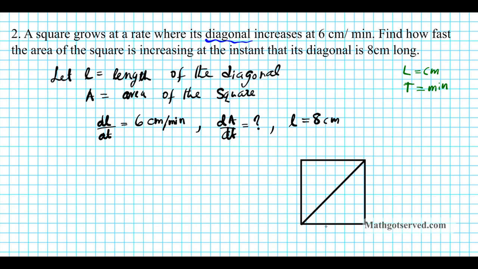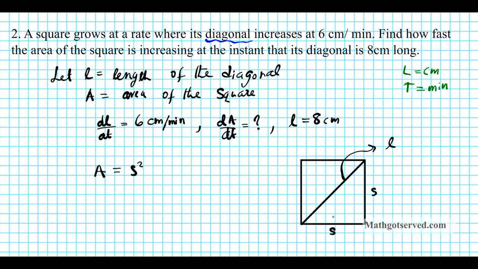Now let's say the square has side lengths S and S, and this right here represents the diagonal L. Now what is the area of a square? The area of a square is S squared, length times width. This formula relates the area and the side length, but we need a formula that relates the area and the length of the diagonal. So is there a connection between the side lengths and the length of the diagonal?